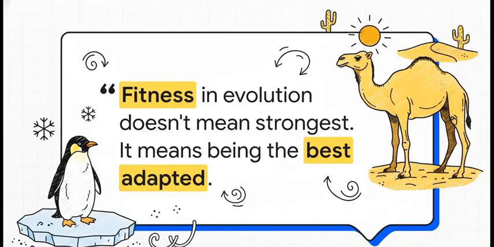And this is a super important point, a really common misunderstanding. Fitness in evolution doesn't mean you're the strongest or the fastest. It just means you're the best fit for your specific current environment. A penguin is incredibly fit for life in the freezing Antarctic, but it would be hopelessly unfit in the middle of the Sahara Desert. It's all about context.